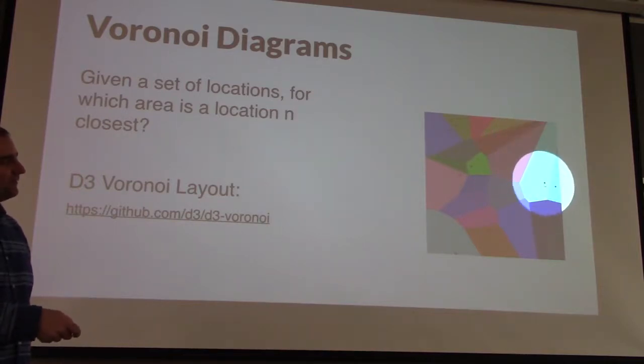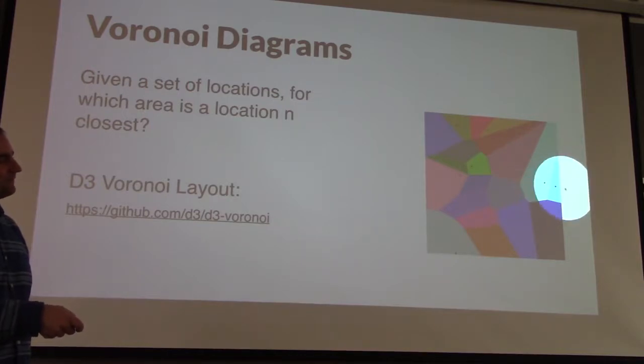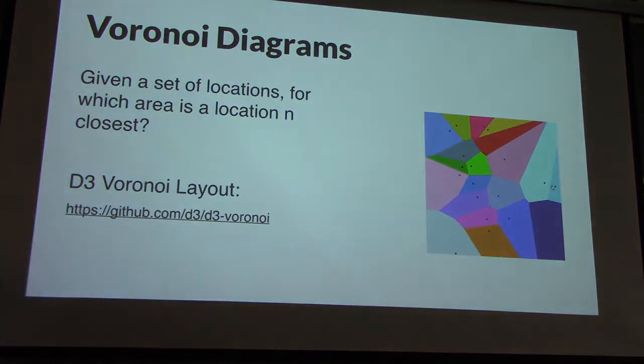If you're somewhere here, it's closest to fly up here. If you're here, it's closest to fly to the right. So that's the idea of a Voronoi diagram. It's kind of like an area that contains the area of shortest distances to a specific point.